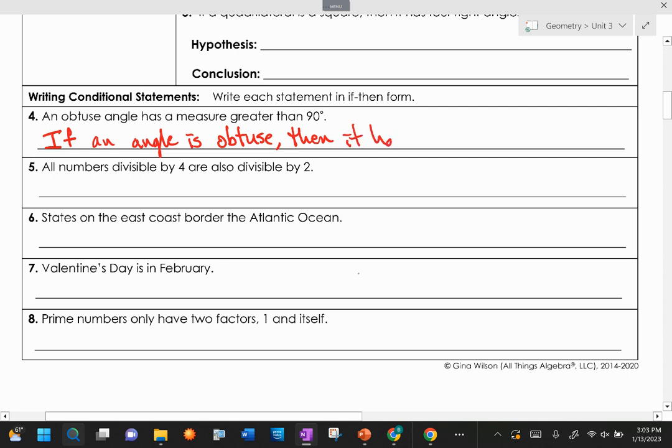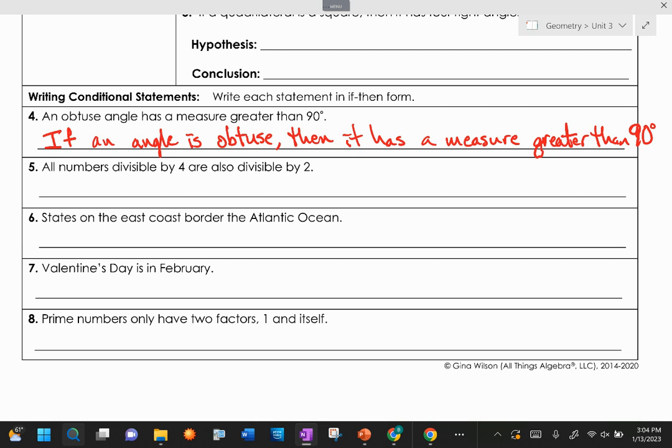it has a measure greater than 90. Does that make sense to everybody? Okay. So it's the if and the then. The hypothesis is what it needs to have, but if it does have that, the then is our conclusion.